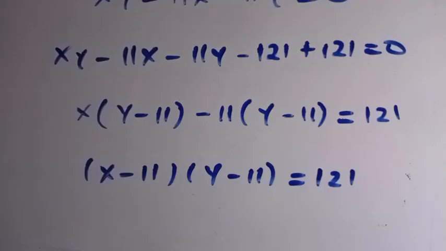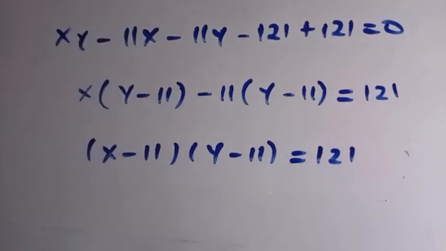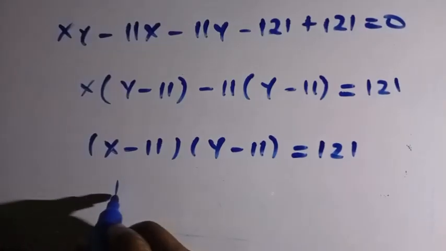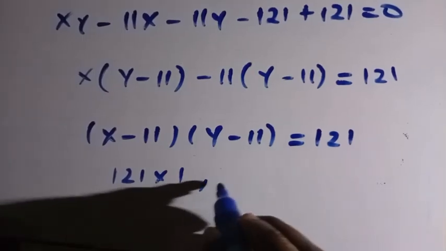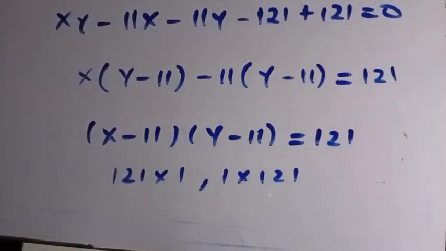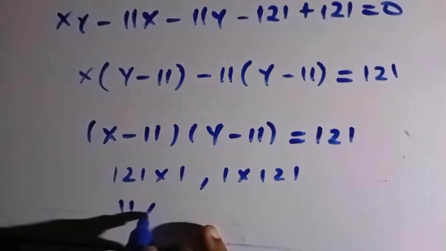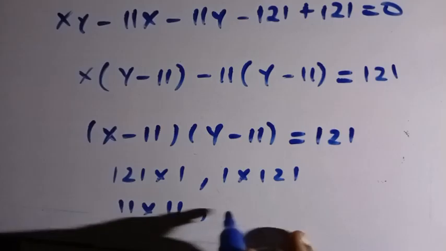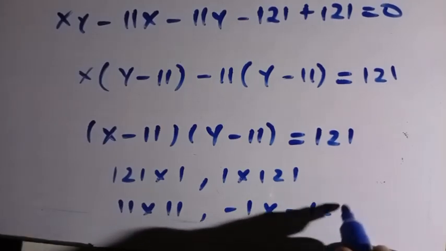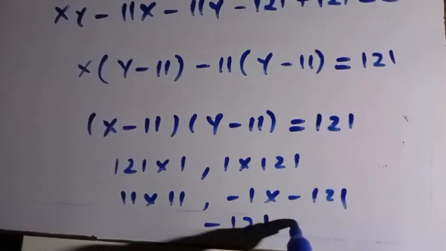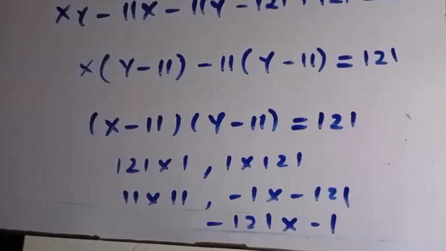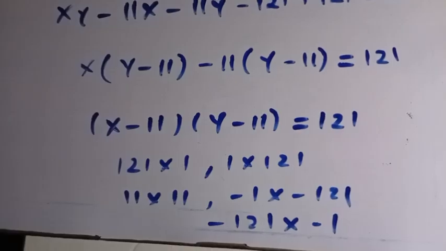So here we are considering both positive and negative integers. Suppose we have 121. So we can have 121 multiplied by 1. So these are the cases. And we can also have 1 multiplied by 121. So we can still have 11 multiplied by 11. And also we can have minus 1 multiplied by minus 121. And finally, we can still have minus 121 multiplied by minus 1. Here are all the possible values we are going to have. And we test for everything to see what will be the value of x and what will be the value of y.